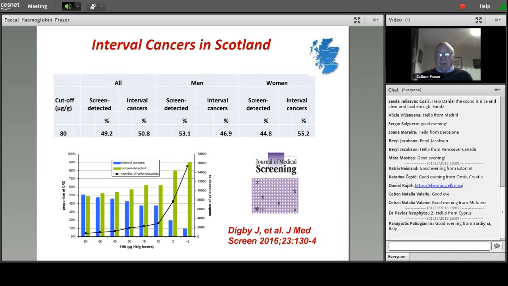This also affects interval cancers. These are cancers which arise between screening intervals. A negative screening test result, and then before the next screening is due, cancer is diagnosed. And as you would expect, as the fecal hemoglobin cutoff decreases, the proportion of interval cancers decreases, whereas the number of screen detected cancers increases. So low cutoff, greater sensitivity, fewer interval cancers, but of course at the expense of vastly increased numbers of colonoscopies.